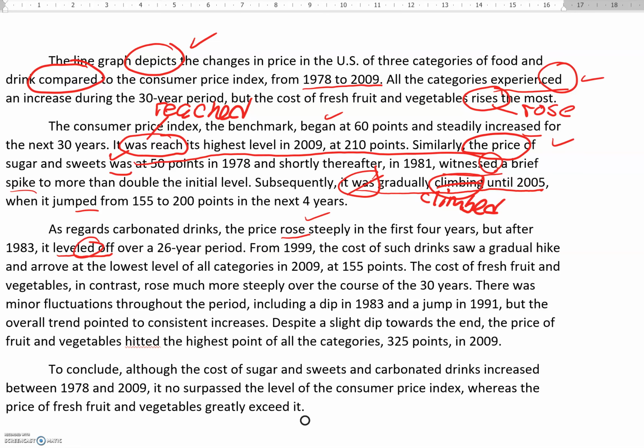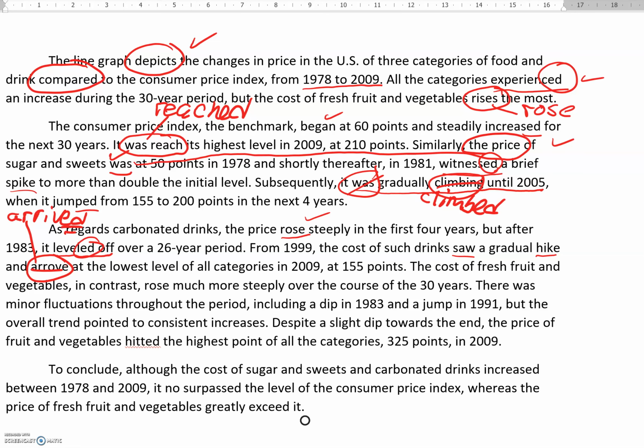From 1999, the cost of such drinks saw, okay, past tense, a gradual hike, increase, yeah, and arrive at the lowest level. Well, this is a mistake with the correct form of the past tense. Arrive is actually a regular verb, so we just use ED for the simple past, okay? Arrived at the lowest level of all categories in 2009 at 155 points.